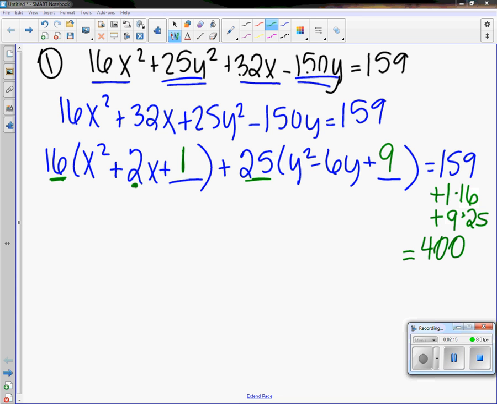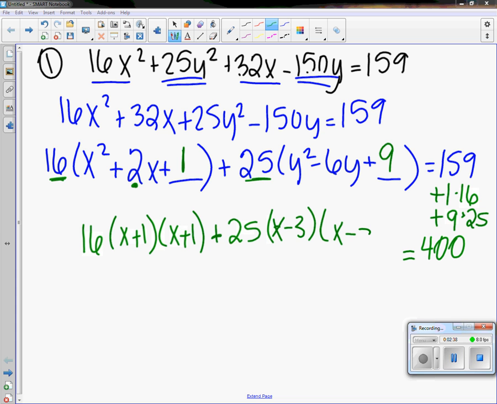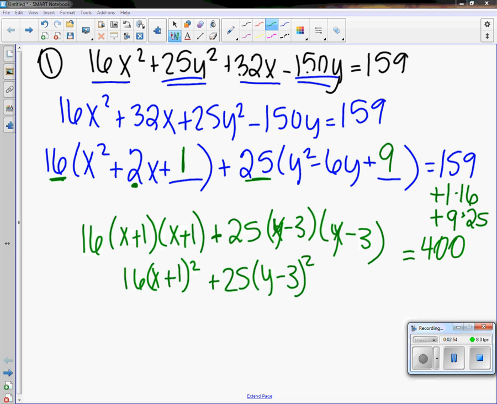And then I can start factoring on the left. So on the left, 16, two numbers that multiply to give you 1 and add to give you 2, that's 1 and 1. So x plus 1 squared, x plus 1, plus 25. Two numbers that multiply to give me 9 and add to give me negative 6, that's y minus 3, and that should be all in line with the 400. So you get 16 times x plus 1 squared plus 25, and these should be y's over here, I'm sorry, y minus 3 squared equals 400.